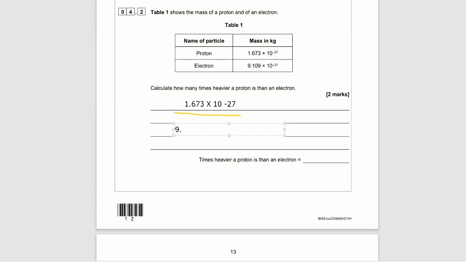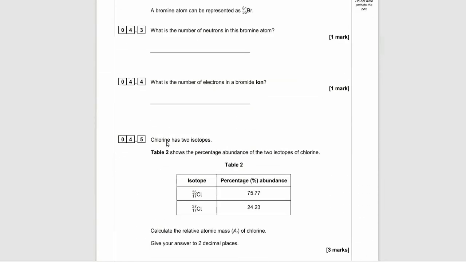Just write into your calculator 1.673, then press the times 10 button. You'll find that at the bottom, and then write minus 27. Then press divide, then 9.109, press the times 10 button, then write minus 31. And then press equals. And you'll get your answer for 2 marks. So this is really about testing you. Can you use the times 10 button on your calculator? And the answer is 1,836 times. The proton is 1,836 times heavier than the electron.